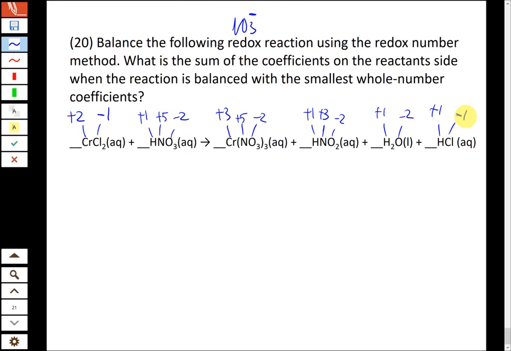Again, you have to become proficient at doing that to be able to start these problems. We look for the ones that are changing. So it's going to be +2 to +3 for chromium, which is 1 electron. And then we have +5.